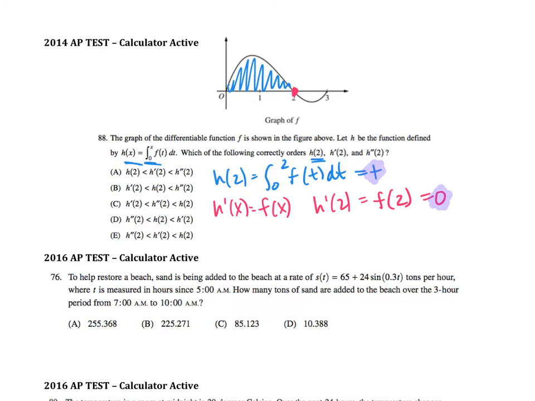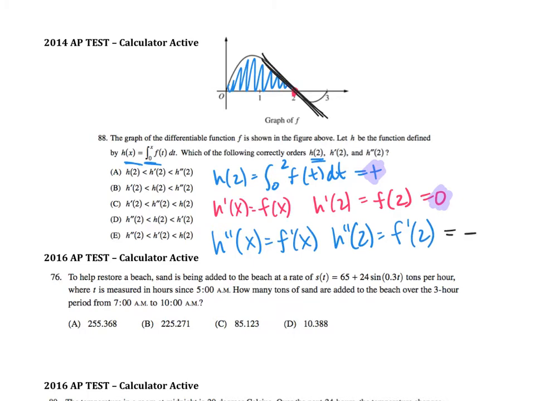Let's see what h double prime of x is. If h prime of x is f, then h double prime would be f prime of x. H double prime of 2 would be f prime at 2, which is the slope when x is 2. When x is 2, the slope of the tangent line would be a negative value. So the smallest value would be h double prime, the next biggest value will be h prime, and my largest value is h of 2. I like answer E.